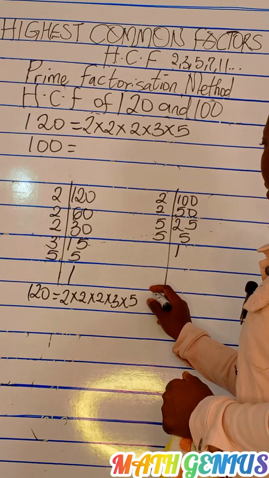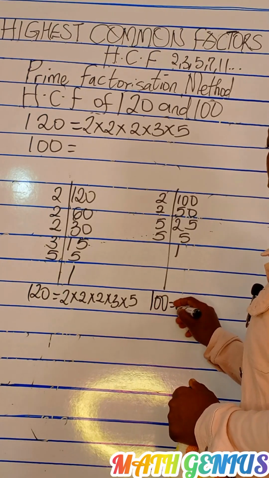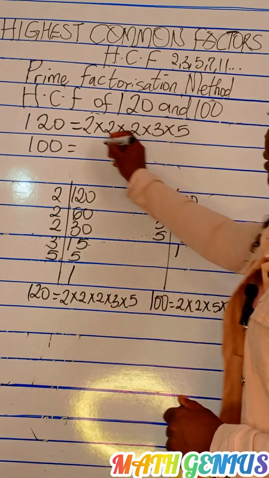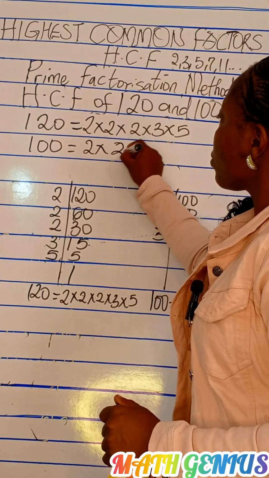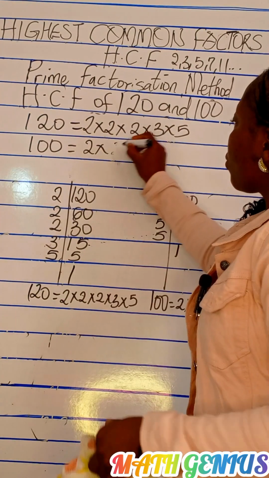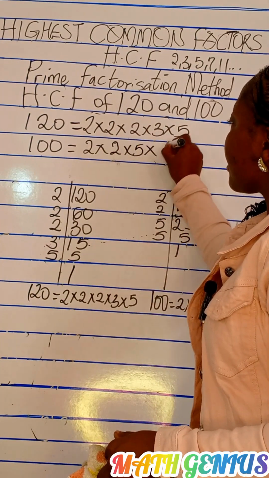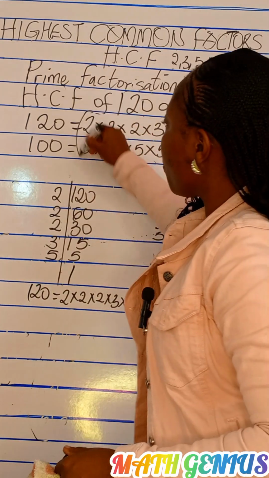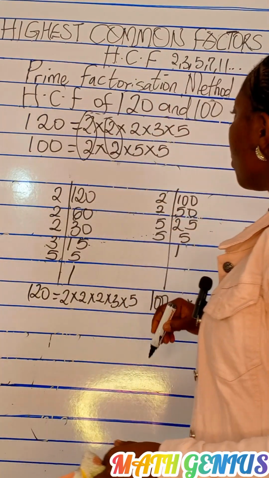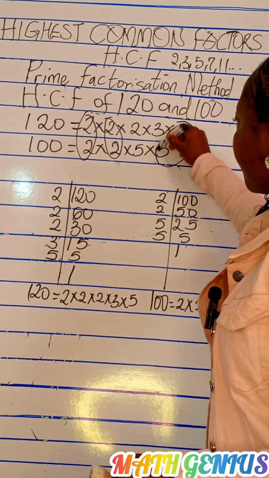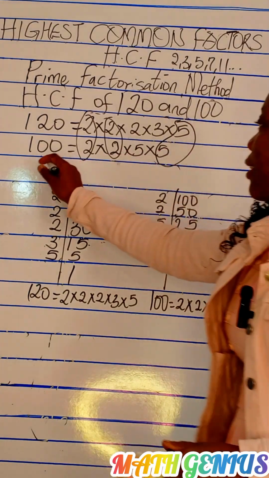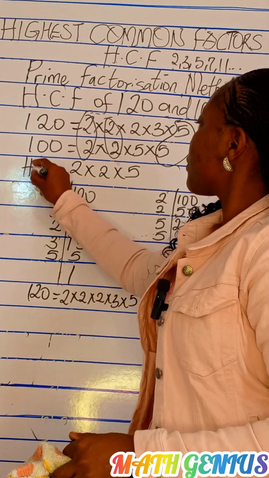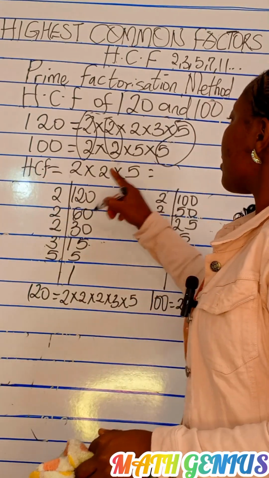So let's express this. 2 times 2 times 5 times 5. Let's take it up there. For 120, 2 times 2 times 2 times 3 times 5. All right? So then the common product here is 2, 2. Of course, we have 5 and 5 here, you see it. So right now we have 2 times 2 times 5.